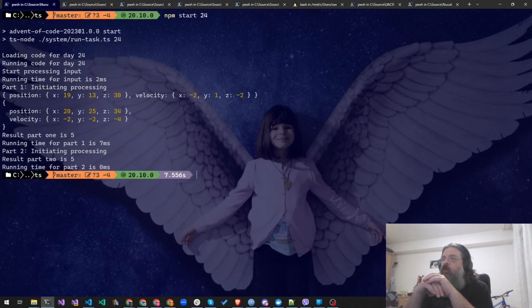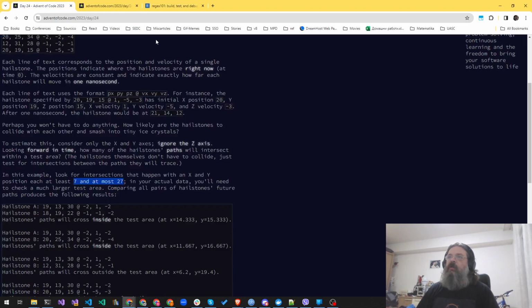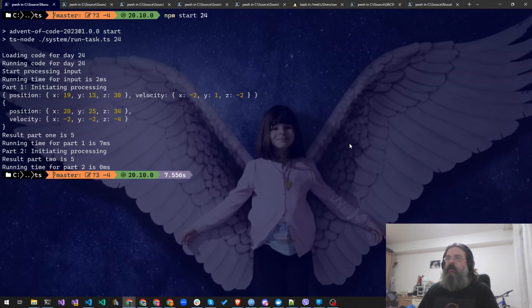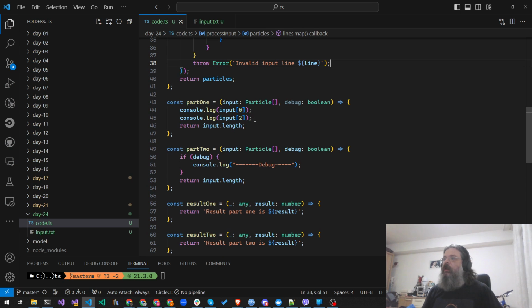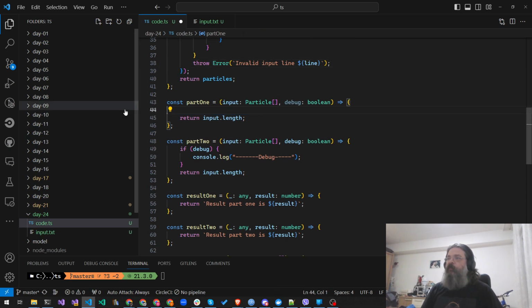We didn't throw on any position. Seems that we have XYZ, XYZ. Let's just verify that those are the values that we had. 1930, 30, minus 2, 1, minus 2, and 20, 25, 34, minus 2, minus 2, minus 4. Okay, and we actually have 5 items, which means that we're okay.